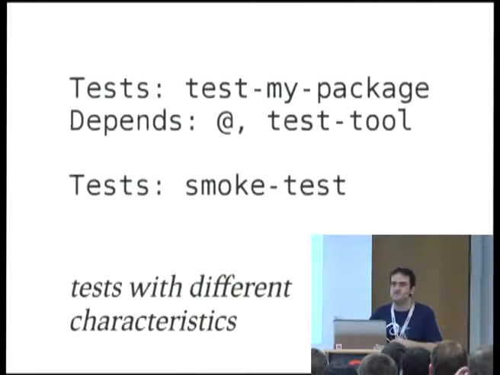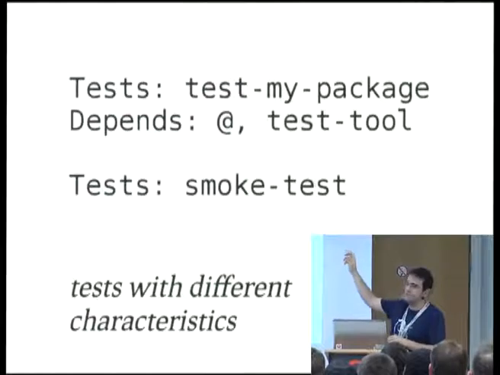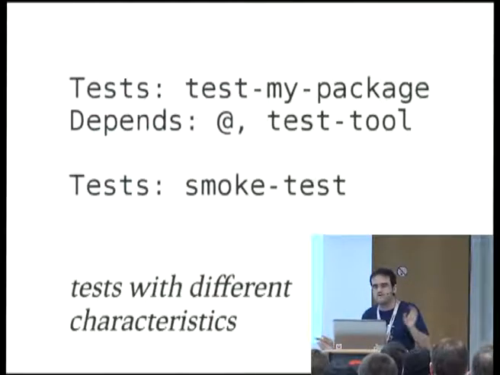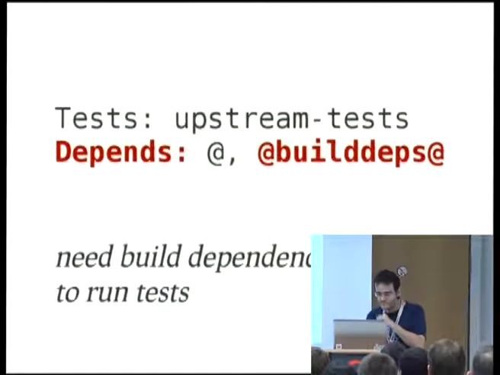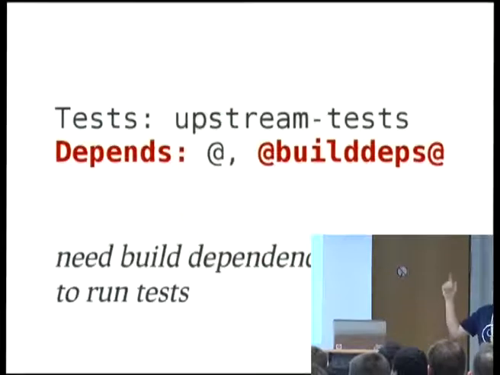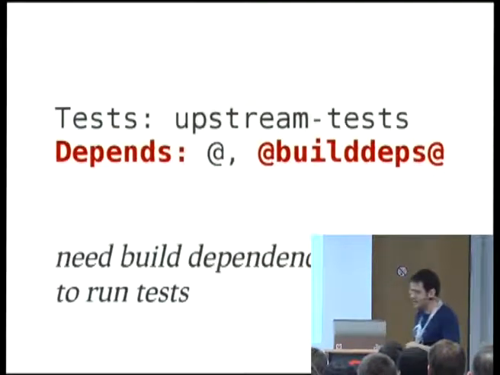If you don't say anything, the depends is assumed to be all the binaries. So the @ depends colon @ is the default. If you just need your binaries, you don't need to say anything. You can also need your build dependencies to run tests. In the case where you want to run an upstream test suite, which uses XUnit frameworks or something, you can just use that and use your build dependencies.